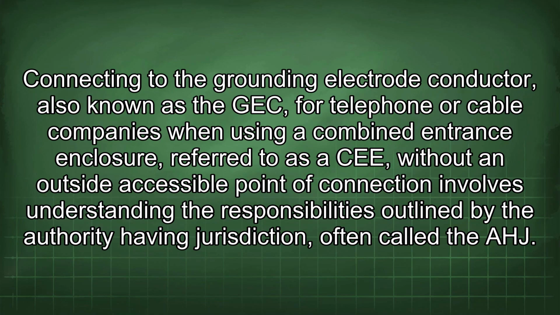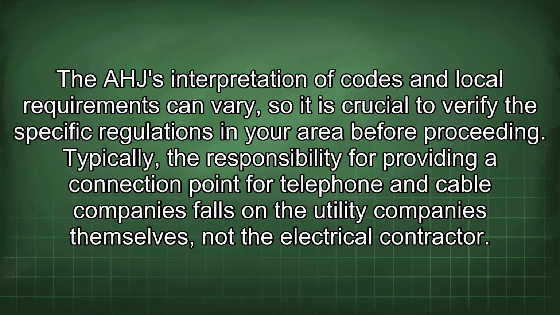Connecting to the grounding electrode conductor, also known as the GEC, for telephone or cable companies when using a combined entrance enclosure, referred to as a CE, without an outside accessible point of connection involves understanding the responsibilities outlined by the authority having jurisdiction, often called the AHJ. The AHJ interpretation of codes and local requirements can vary, so it is crucial to verify the specific regulations in your area before proceeding.